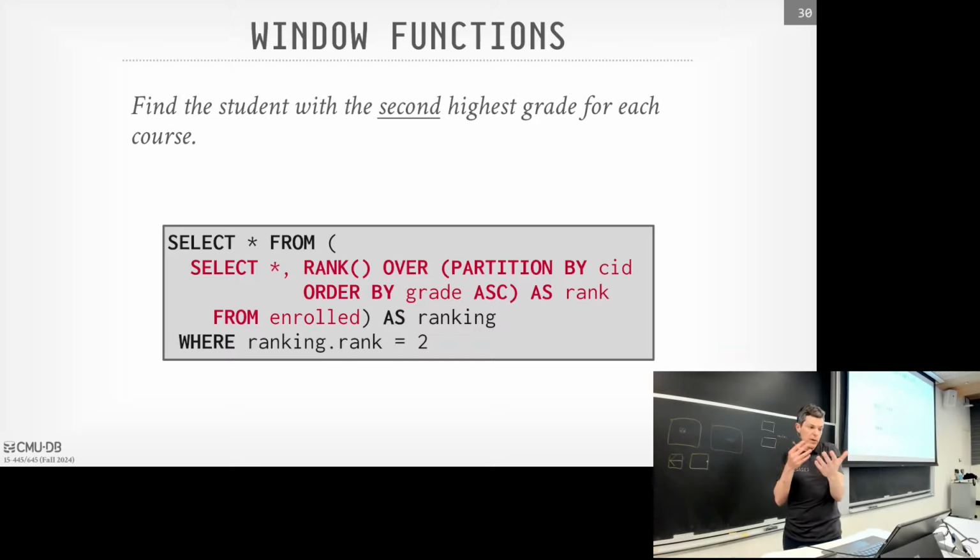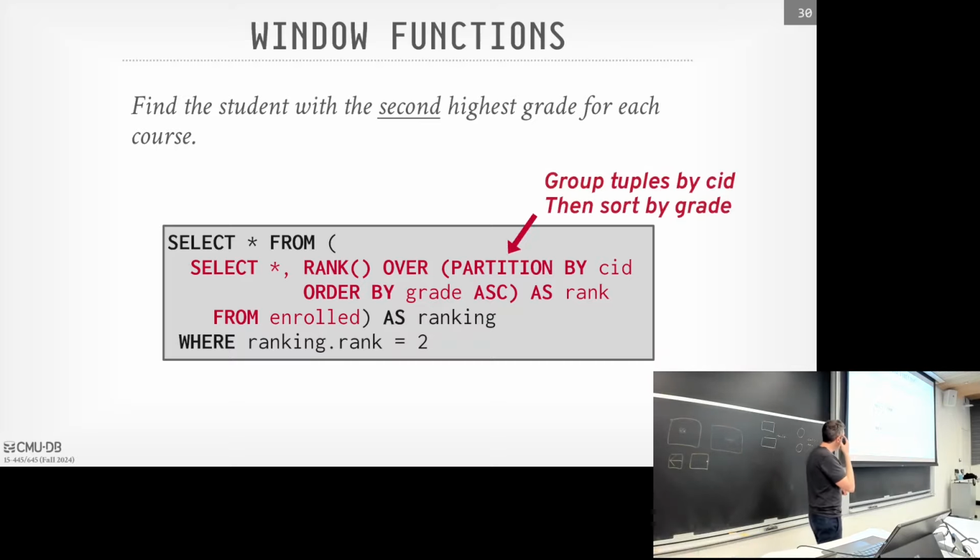If I just do an order by clause, I can get back to my client, to my terminal, things in an order. But within the SQL itself, I have no way to say I'm the second one, the third one, the fourth one, unless I use a window function. So in the over clause here, we're going to group by the course ID, then sort by grade, and now we're going to have our rank position.